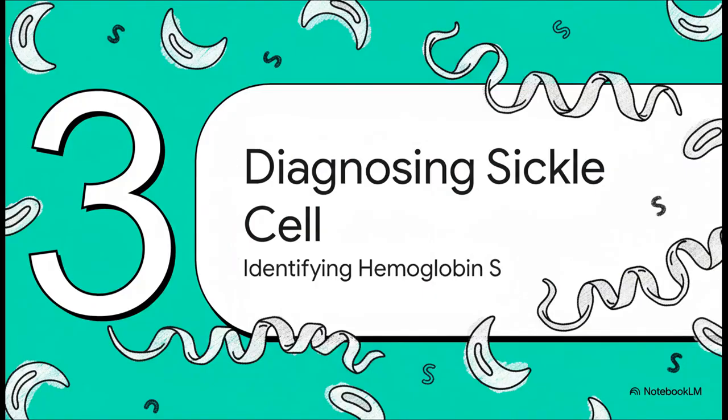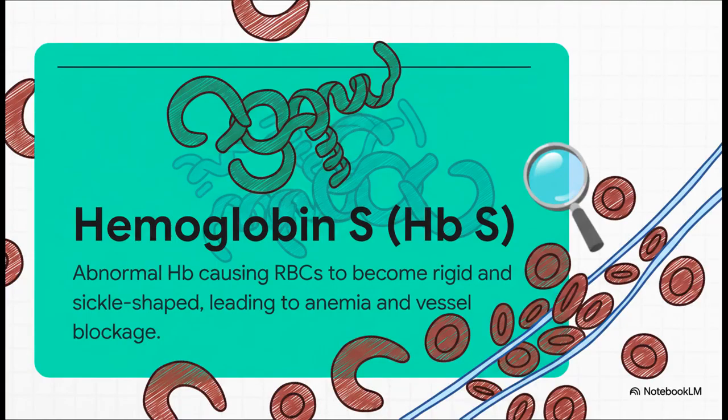Okay, let's switch gears and talk about probably the most famous hemoglobinopathy out there. This one is all about a single infamous structural variant, hemoglobin S. Meet the culprit, hemoglobin S. This altered protein makes red blood cells, which are supposed to be these nice, flexible discs, turn rigid and take on that classic sickle shape, especially when oxygen levels are low.